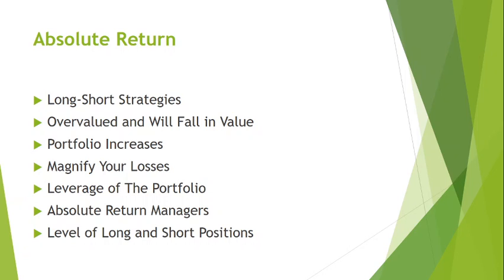The use of shorting increases the overall leverage of the portfolio. Absolute return managers often quote both the gross and net exposure of their portfolios. As an example, if a portfolio was 100% long and 30% short, this would translate to a gross exposure of 130%, 100% plus 30%, and a net exposure of 70%, 100% less 30%.